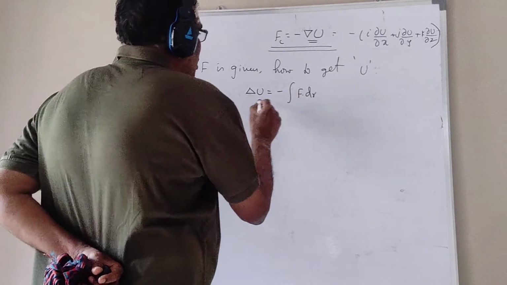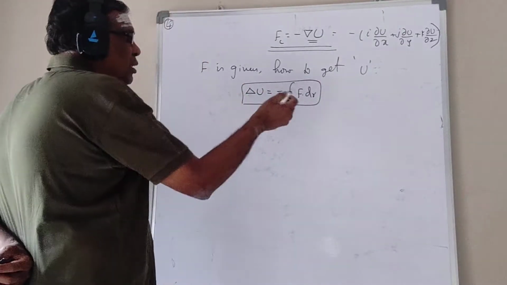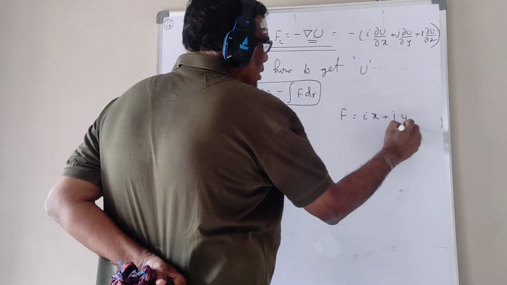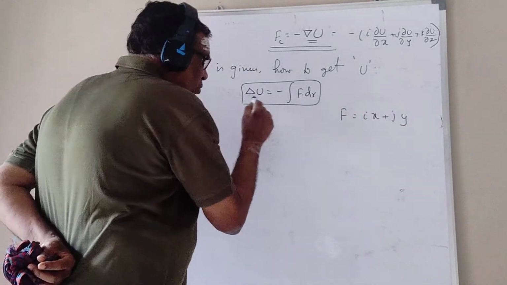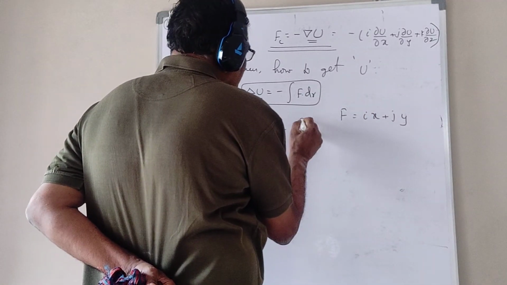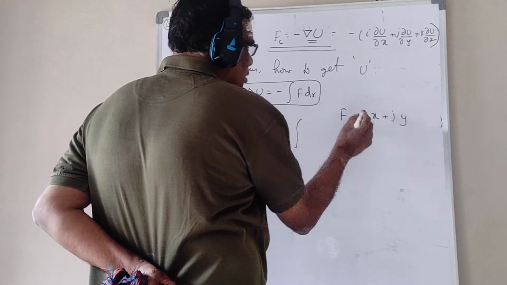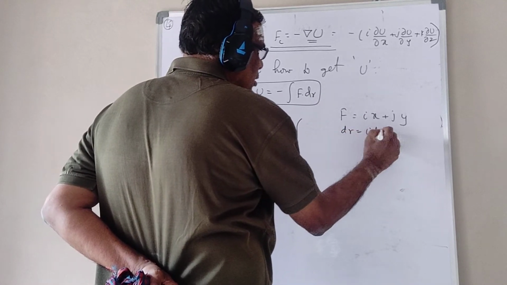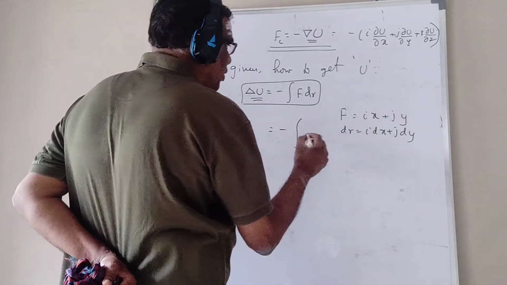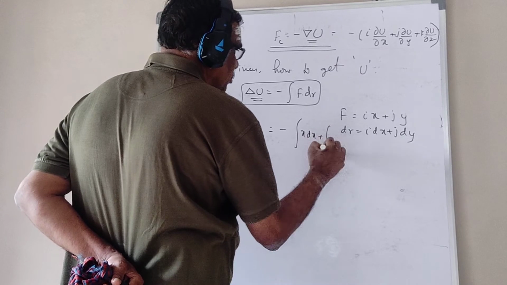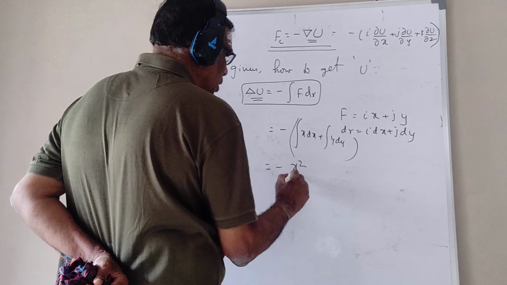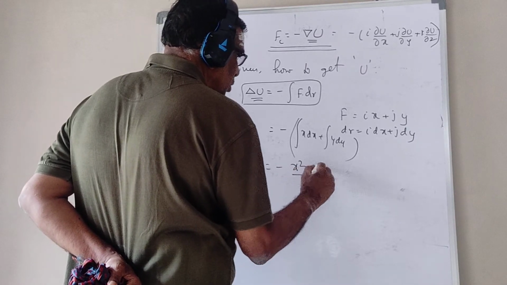Remember, you have already done F is equal to i x plus j y. Unless it is a conservative force, you can't define this. So, if F is this, then what do you get here? x dx, and what is dr? i dx plus j dy. So x dx plus y dy. How much? Minus x squared by 2.